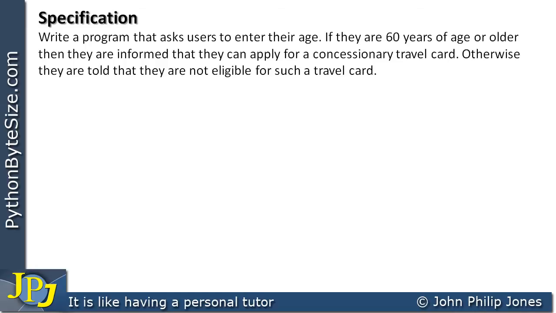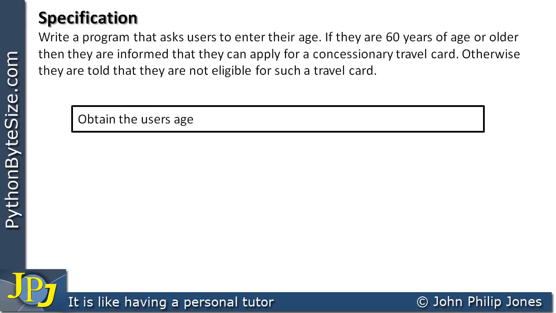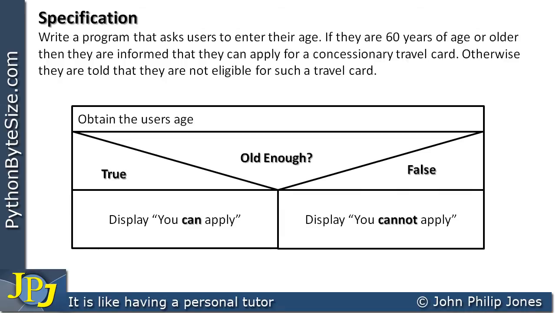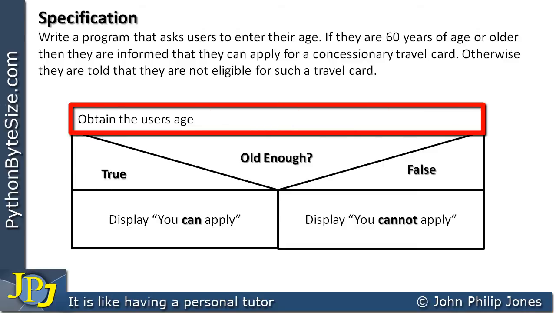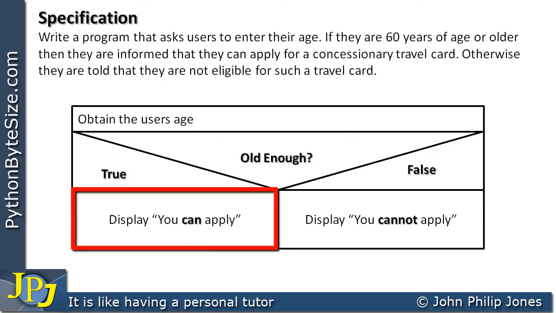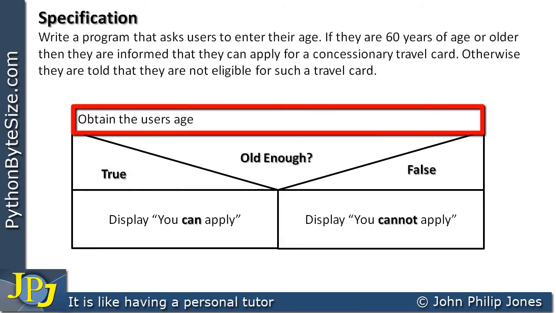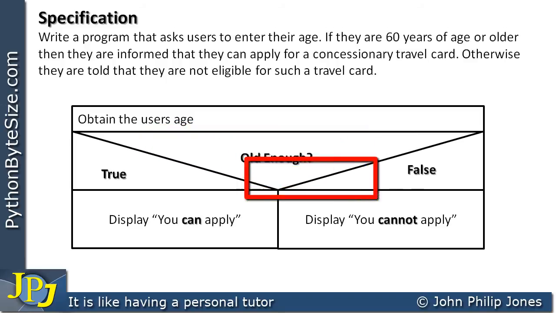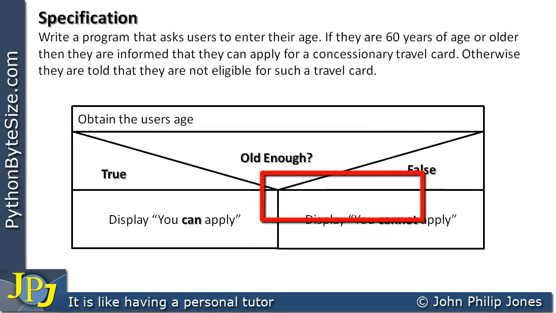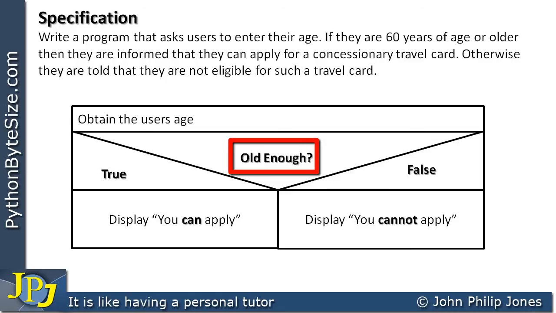Now obviously the first step is to obtain the user's age, and then we need to follow that by a selection construct. And of course, what we're really saying here, when we obtain the age at this step, if they are old enough, then we display you can apply. If, however, when we enter the user's age, they're not old enough, then we display you cannot apply. So it's about what do we actually put here. This is the test, this is the condition, this is the conditional test, however we describe it. And this is what we place in this position. Is age greater than or equal to 60?